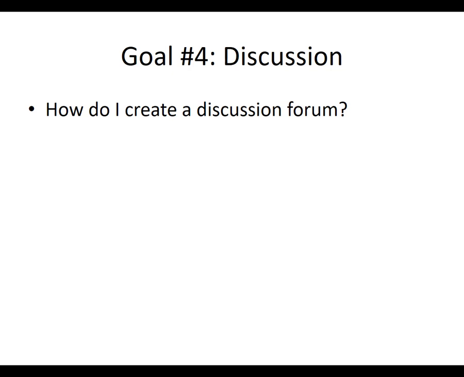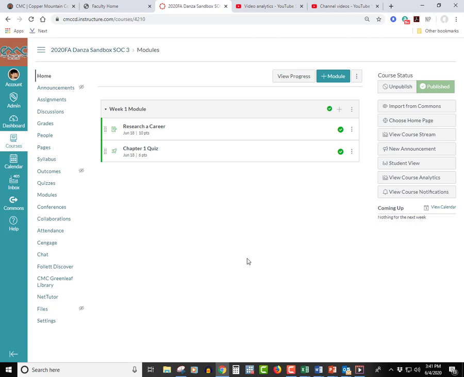Next, we're going to talk about how to create a discussion forum in Canvas LMS. So I want you to go to your Canvas course, go to a module that you're working on, and we'll start from there. So I'm in my Canvas class. I've got my module. Looks like I have one assignment for researching a career. I have another assignment for my quiz.